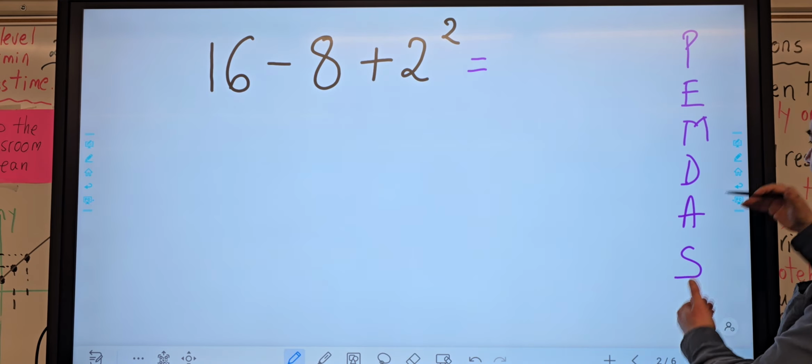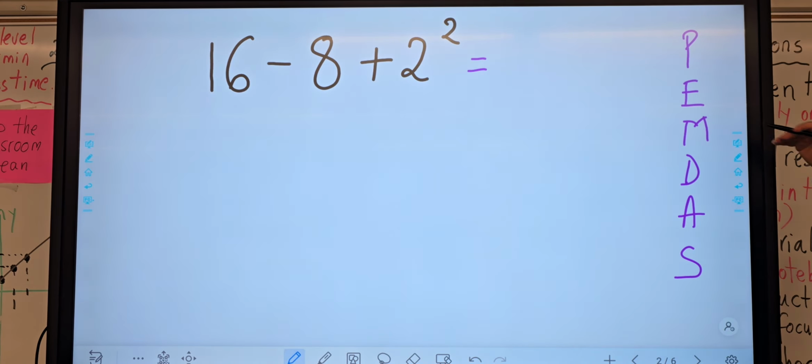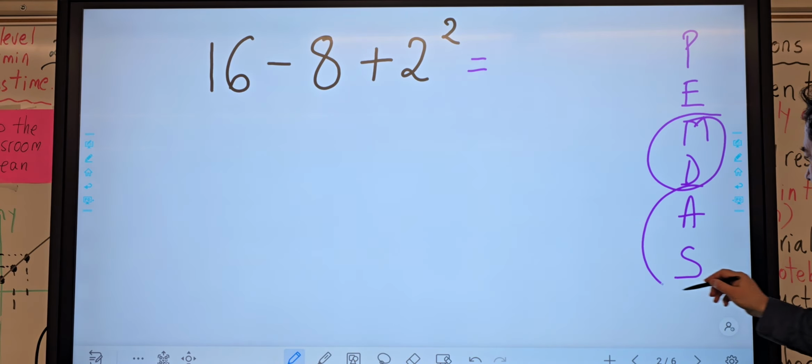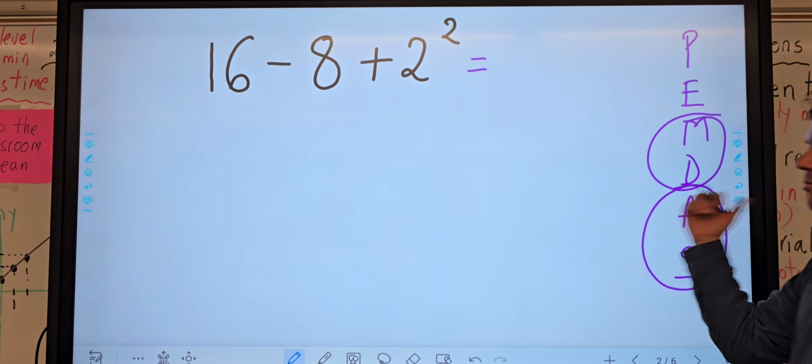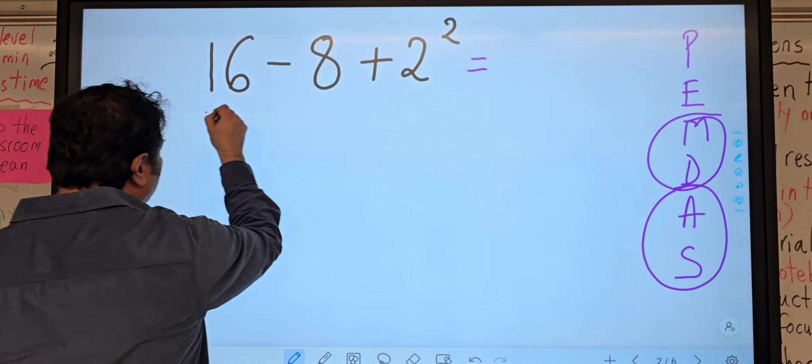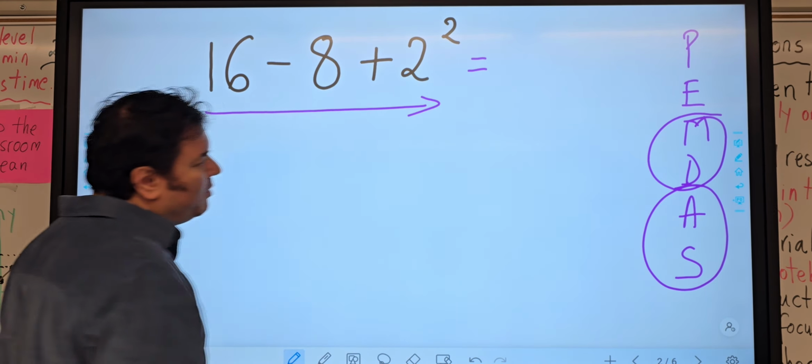Okay, please excuse my dear Aunt Sally. Please excuse my dear Aunt Sally. And again, multiplication and division, and addition and subtraction, we are going from left to right. We have addition and subtraction here, the same thing, we are going to go from left to right.